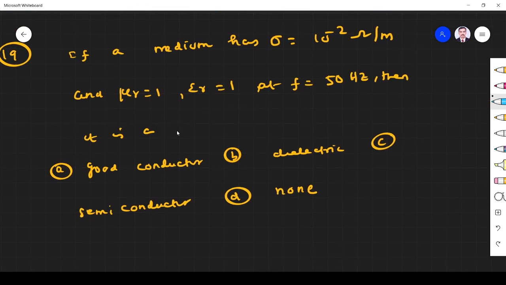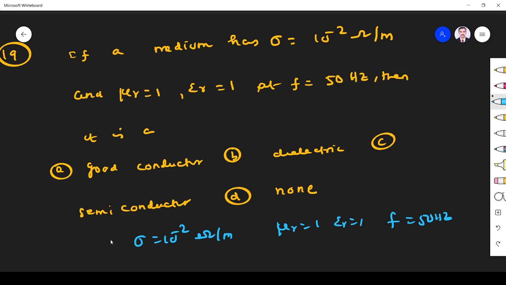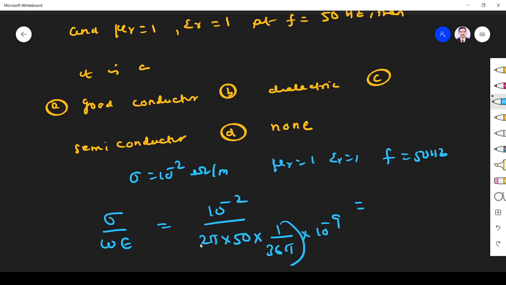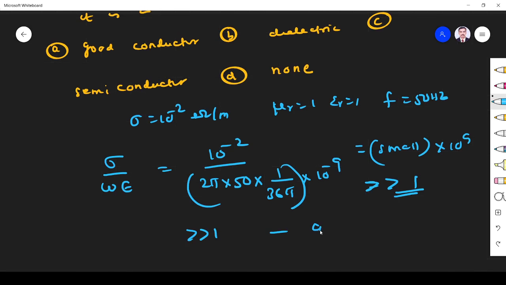Next one, if a medium has sigma equal to 10 power minus 2 mho per meter, mu r equal to 1, epsilon r equal to 1 and f equal to 50 hertz, we have to check whether this is conductor or semiconductor or dielectric. For that we have to check the ratio of sigma by omega epsilon. Sigma is 10 power minus 2, omega is 2 pi f, 50. Epsilon I can write as 1 by 36 pi into 10 power minus 9. Let us assume this will be a very small value, but with 10 power minus 9 in the denominator, it will become 10 power 9. Even though it is very small, it will be far greater than 1. Since sigma by omega epsilon is far greater than 1, it is a good conductor. So the answer is option A. If sigma by omega epsilon is less than 1, it is a dielectric medium. Fine, okay.